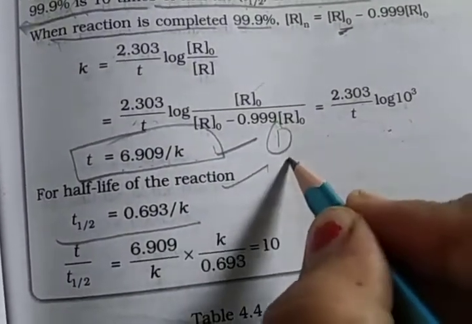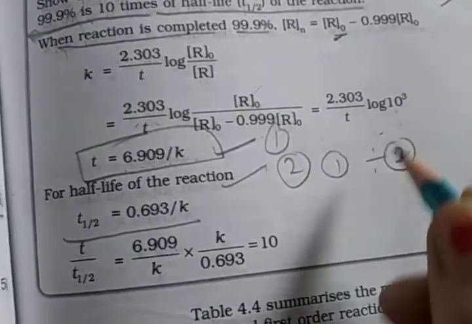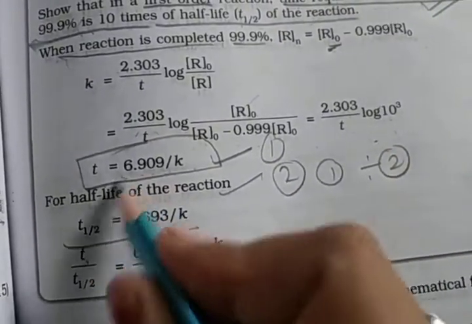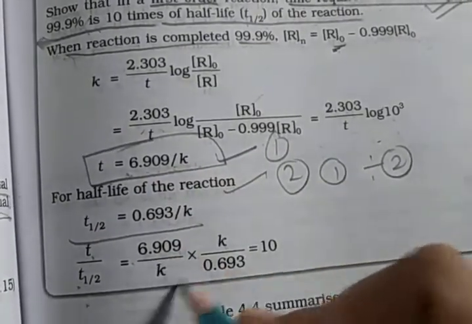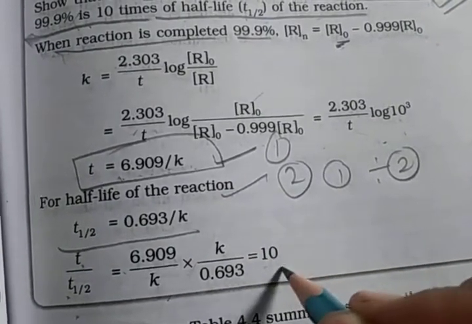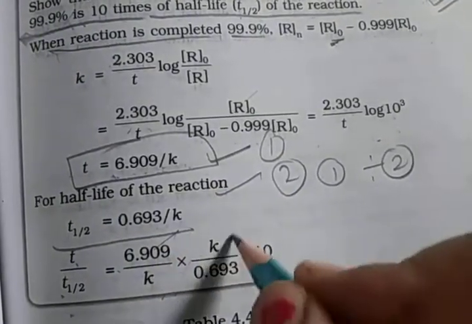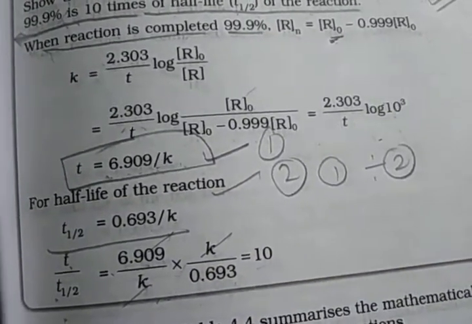Equation number first and equation number second. So divide first by second. So first, T divided by T half is equal to 6.909 divided by K, multiplied by K divided by 0.693. Calculating 6.909 divided by 0.693 is equal to 10.